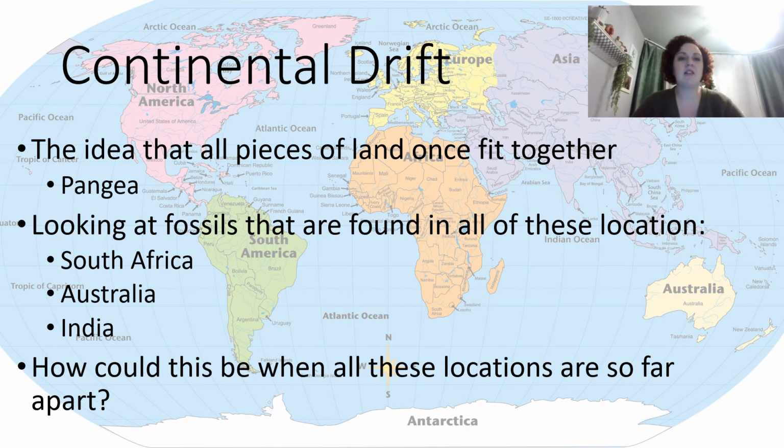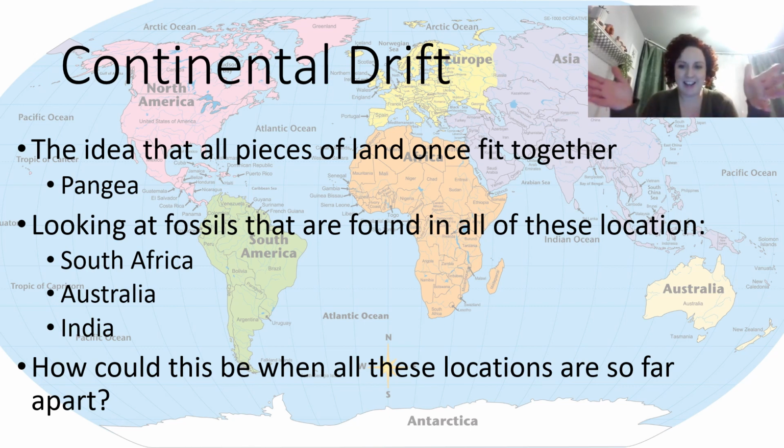So we've been talking about continental drift, and this is the idea that all the pieces of land once fit together where we formed our supercontinent of Pangaea. And the way that we have been able to start to form that theory is because of Alfred Wegener. He was able to look at different fossils that are found within, say, all of South America, Africa, and Australia, things like that. So it's well, the only way that this makes sense is if they were much, much closer.